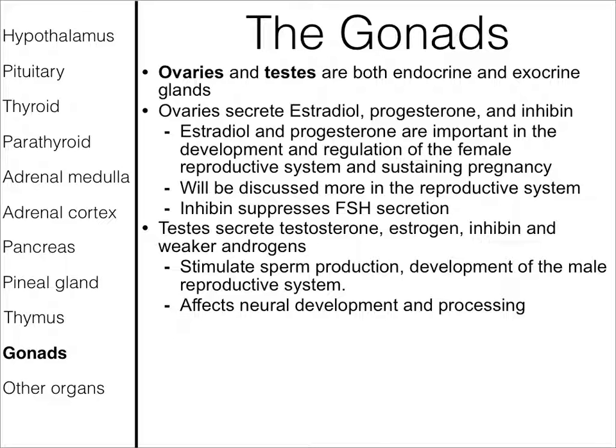In males, FSH is going to stimulate sperm production and the development of the male reproductive system. LH is going to stimulate testosterone production, and testosterone production also affects, well, all sorts of things. It affects neural development, it affects the male sexual development and progression through adolescence and puberty, and it is essential to the process of developing mature sperm.